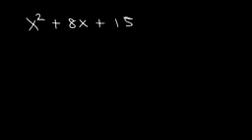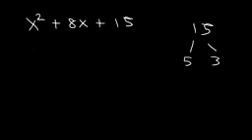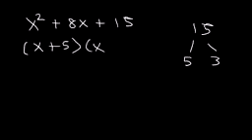Here's another example. X squared plus 8x plus 15. Try this one. So find two numbers that multiply to 15 and add to 8. So this is going to be 5 and 3. 5 plus 3 is 8. 5 times 3 is 15. So the answer is x plus 5 times x plus 3.